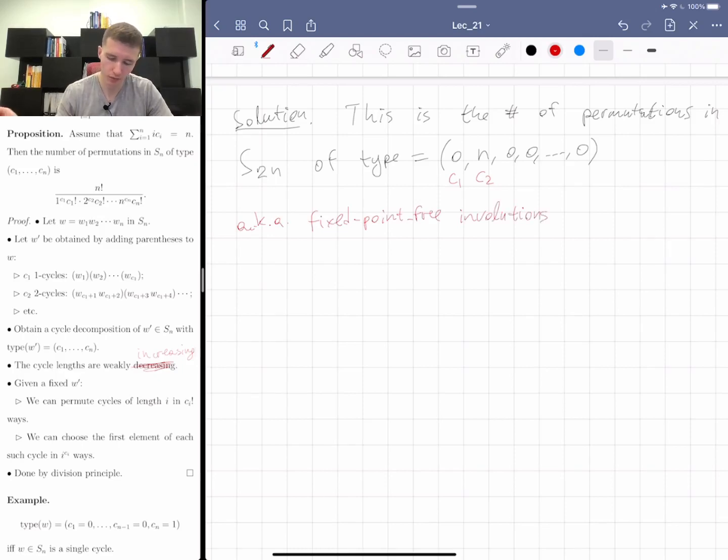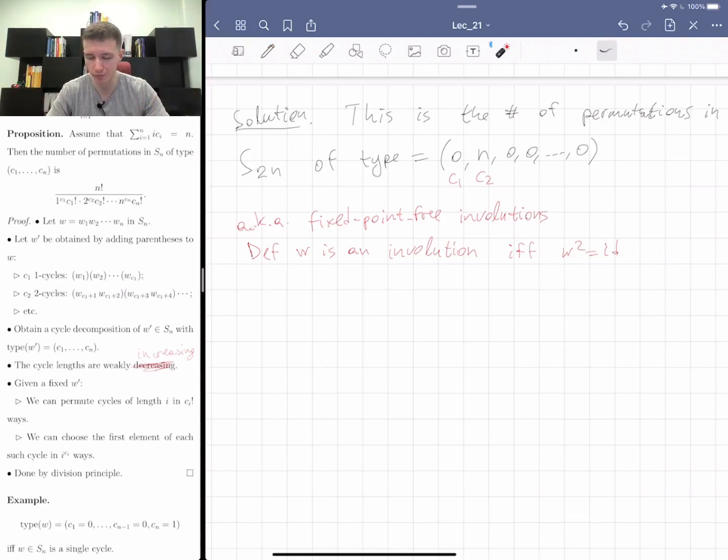So an involution W, by definition, W is an involution. A permutation W is an involution if and only if W squared is the identity permutation. So if you apply it twice, you get the identity, and that means that all cycles of W are of length either 1 or 2.